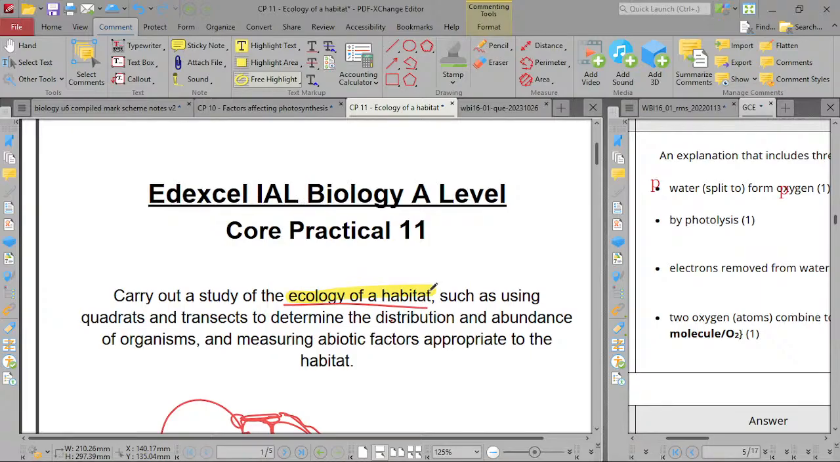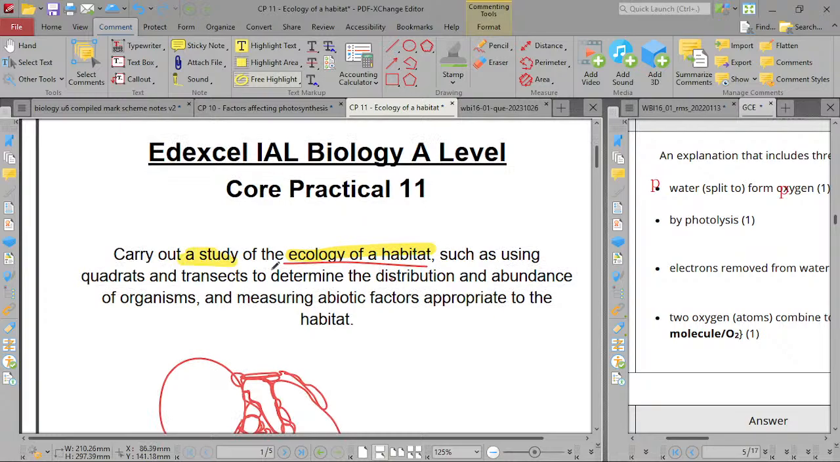Ecology of habitat. Okay, studying using quadrats and transects to determine the distribution and abundance of organisms. So distribution and abundance, very important two things. We always try to find out the distribution and abundance of organisms, and we can use quadrats and transects to do those things. And then we can also measure the abiotic factors, which we already know more or less. Abiotic factors which are appropriate to this habitat. I've made videos on abiotic factors. You better go and watch that. If you don't know what that is, I don't really remember it either. It's okay.